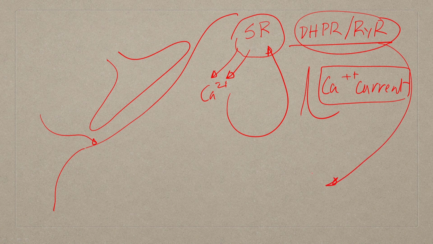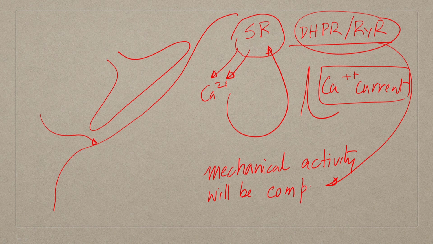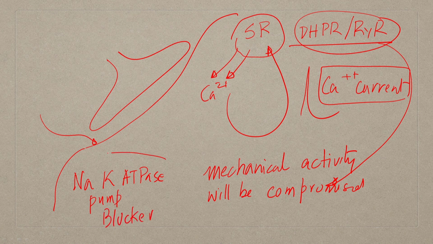In that process, what will happen? The mechanical activity of the muscle will be compromised. So, this is the other way you can monitor or control this event. There is a third way you can control the event. Say for example, you use a sodium potassium ATPase pump blocker. That is the third way you can do it.